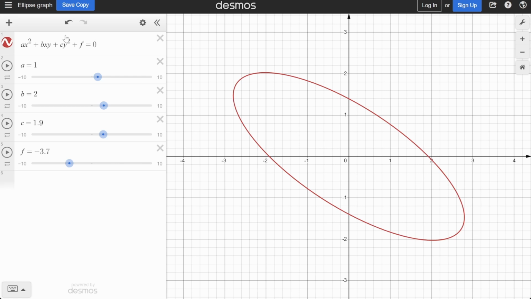You can do much more than ellipses with it. It figured out itself that I was drawing an ellipse here, by the way. I didn't put that in. So you can put in pretty much any equation you want here and plot it and see what it looks like. Very, very impressive piece of work.